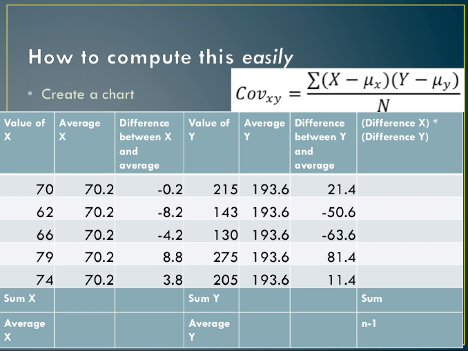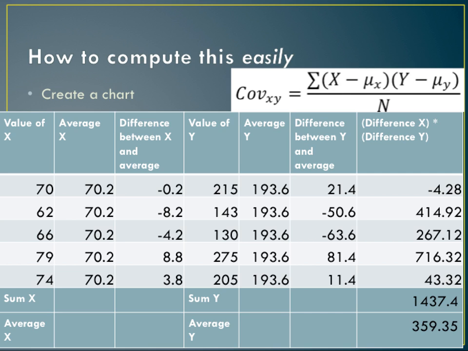Now the different thing we need to do in this chart is that it's just the difference score times difference score for each one. So it'd be negative 0.2 times 21.4, value put here. Negative 8.2 times negative 50.6, value here, etc. So it'll look something like this. So we've now done difference times difference for all of them. And now we have to add them all up and then divide by n minus 1.